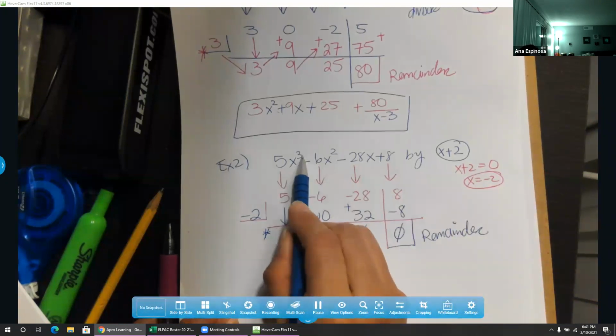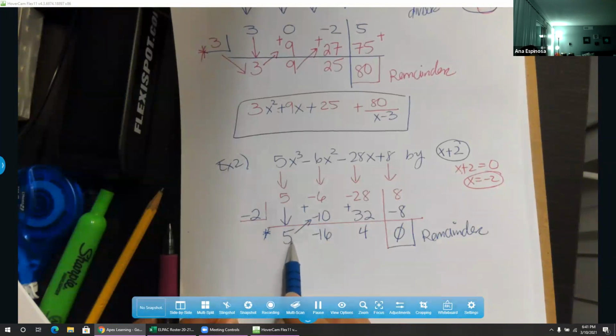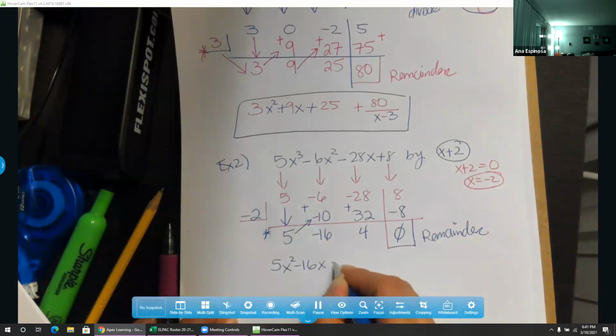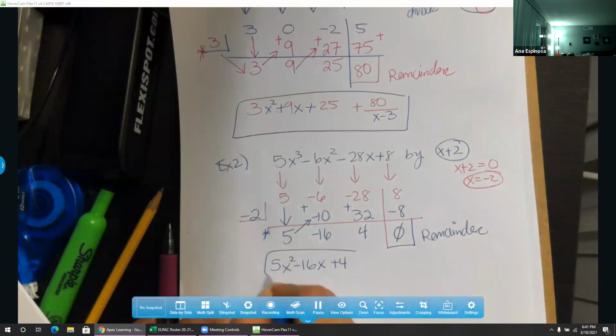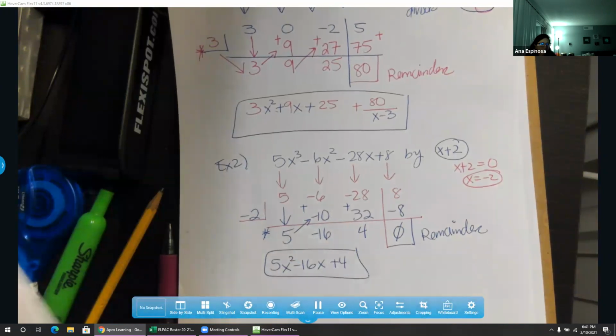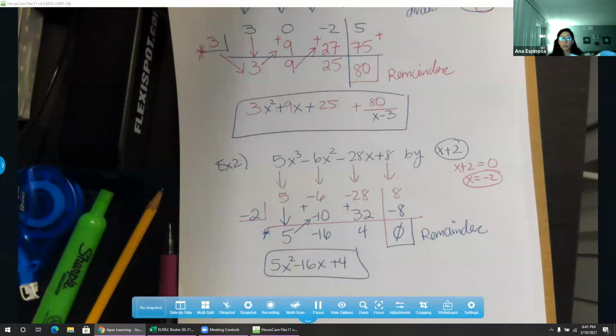You started off with the cubic. When you write your polynomial, that'll be a squared. 5x squared minus 16x plus your constant. Done. There's no remainder. That was exactly the same answer that I ended up with when doing the long division.